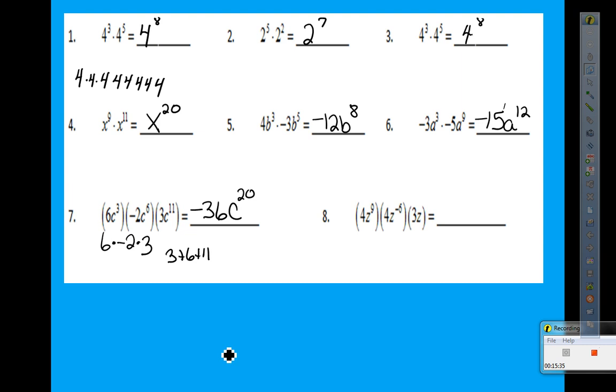Here's my number 8. I need to go 4 times 3 and get 48. Z to the 9 plus negative 6 plus 1. Because there's a 1 right here with this Z. So looks like that's going to be 4. So 48, Z to the 4th.